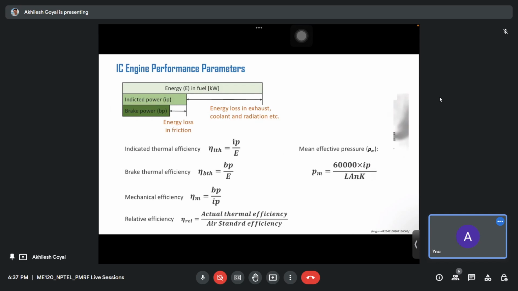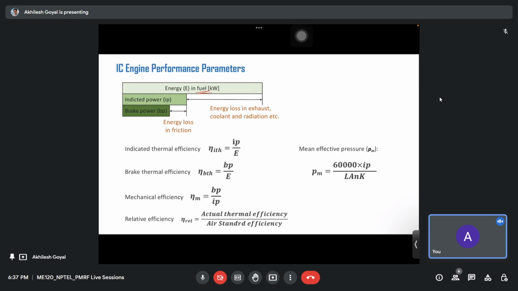And some of the performance parameters of the engine are the efficiencies. These are indicated thermal efficiency, brake thermal efficiency, and mechanical efficiency. The definitions of these efficiencies are in this slide. As we can see here, the total energy of the fuel is basically the calorific value of the fuel times the amount of fuel used per cycle. That can be said as the energy of the fuel.